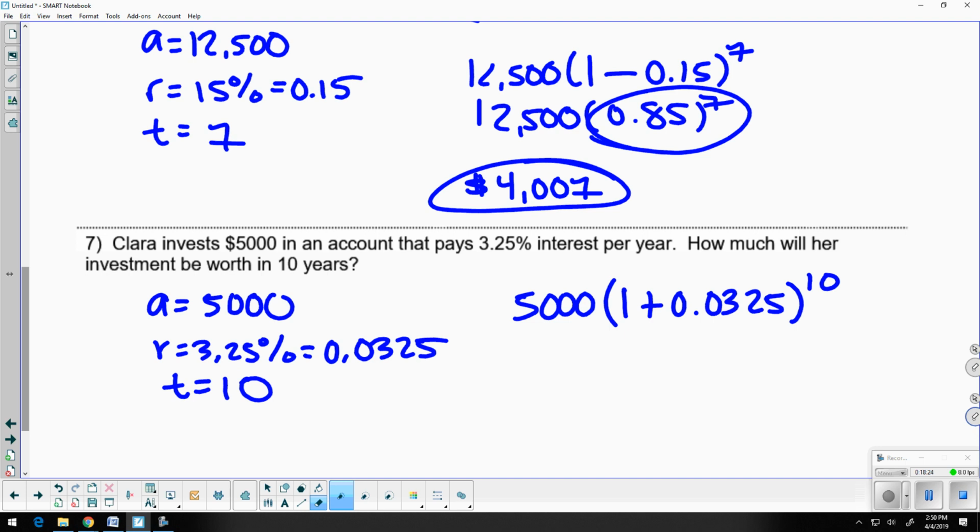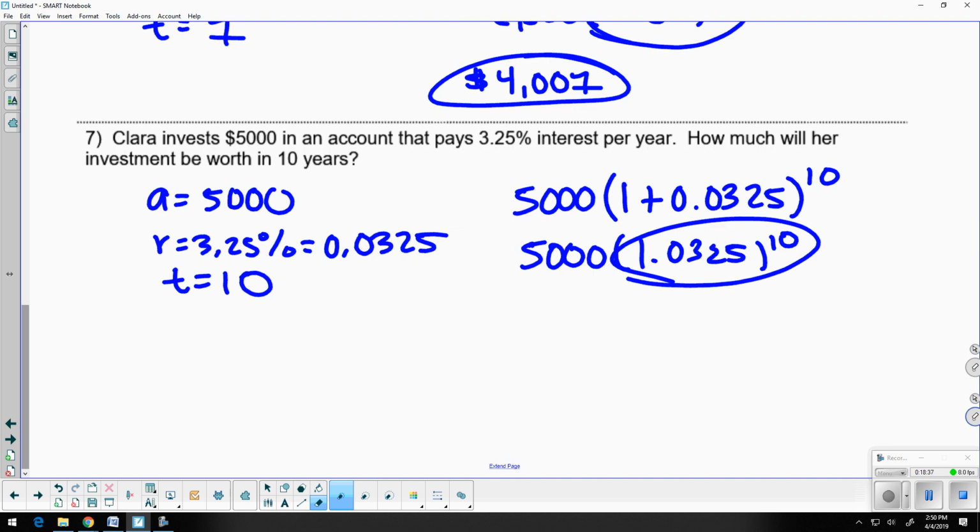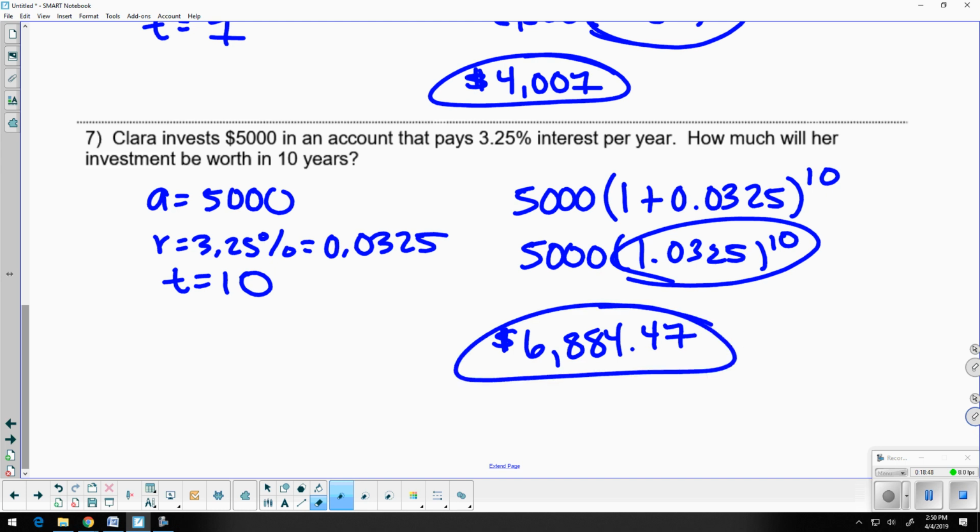So plugging this all in, again, starting with my parentheses. That's just 1.0325. Next thing again, exponent, figure out what that is to the exponent, times it by 5,000. But $5,000, if she just let it sit there and accumulate interest, it would now turn into $6,884.47. And there you go.